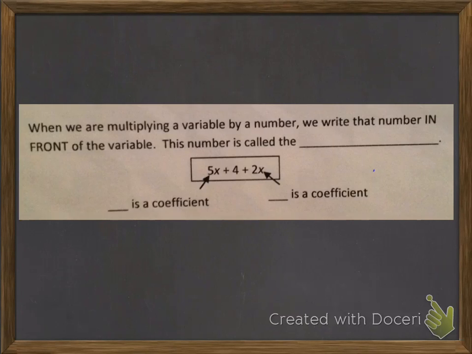When we are multiplying a variable by a number, we write that number in front of the variable. The number goes in front of the variable. This number is called the coefficient. So a number that is directly in front of a variable is called a coefficient. So in the term 5x, 5 is the coefficient. And in the term 2x, 2 is the coefficient.